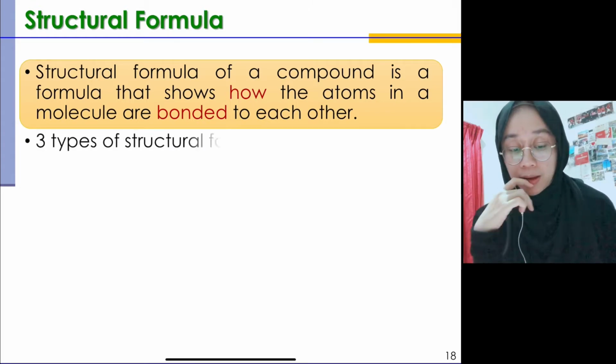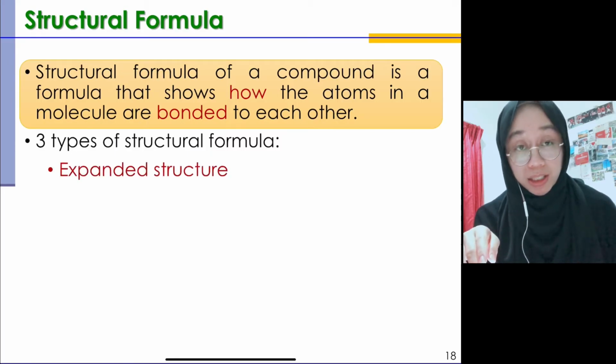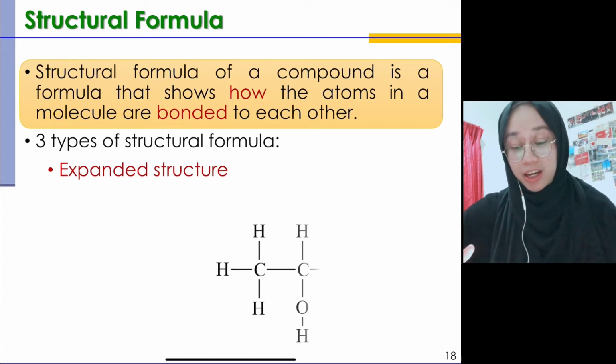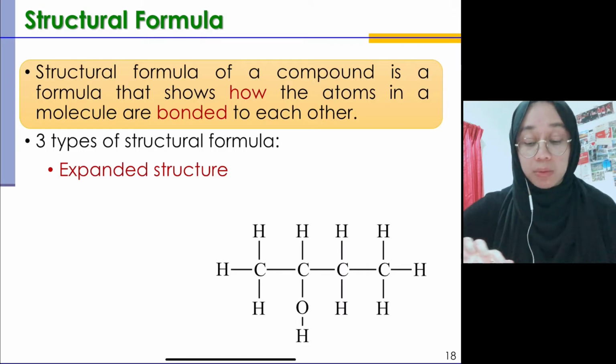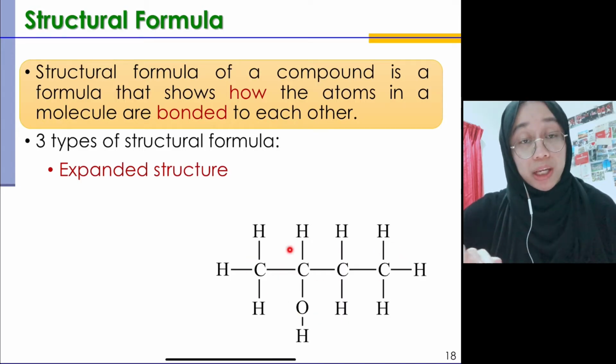Okay, so there are 3 types of structural formula. So we have expanded structure. So expanded maksud kita nampakkan semua benda. Okay, so ini adalah contoh dia. So as you can see, expanded structure ni bermaksud nanti kamu akan tengok lebih lagi detail lah. Kamu akan nampak semua bond yang ada. Okay, antara setiap satu atom. So, semua bond ni kamu akan nampak.